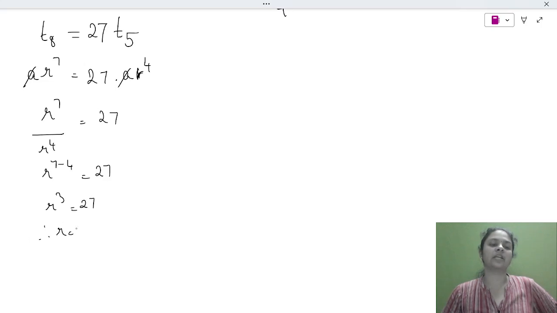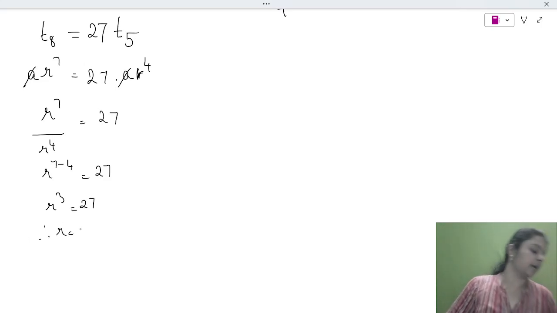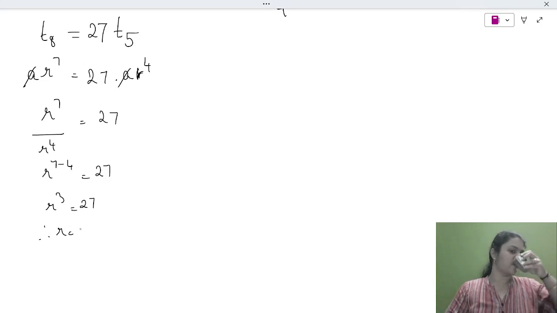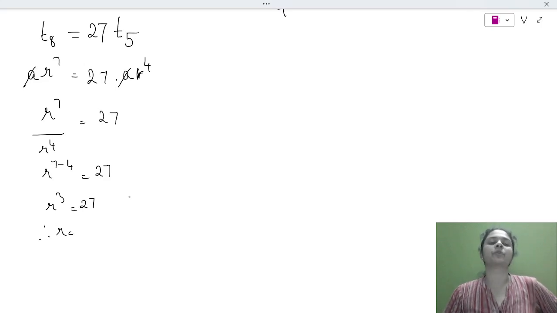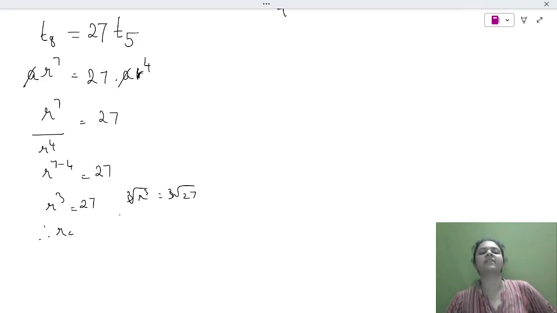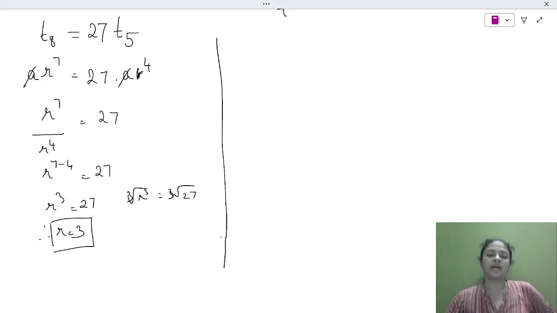Therefore R is equal to, what is the answer for R? 9. Look properly. You should not divide. You should take the cubic root. Cubic root of 27. Cubic root of 27 is not 9. Cubic root of 27 is 3. Do not rush to the answer.